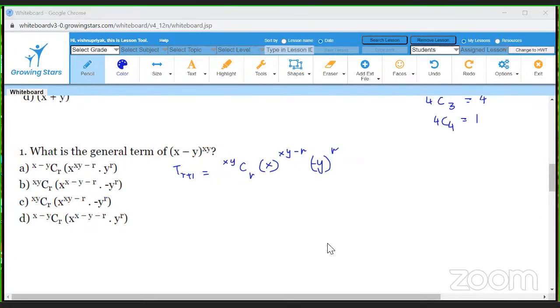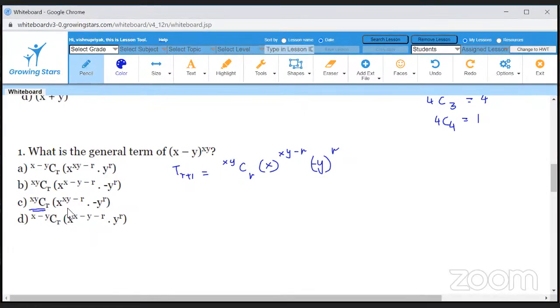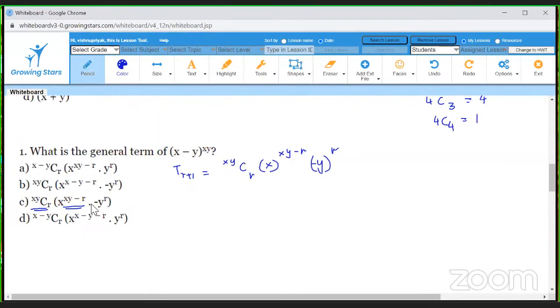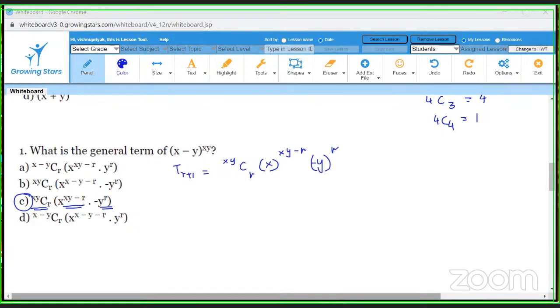Lohit got option B as the answer. Observe carefully. Is it minus B? Now you are writing C. Okay. Yes. So you can see in C, nCr, x power n minus r, minus y power r. C is the correct answer. Okay. Next question.